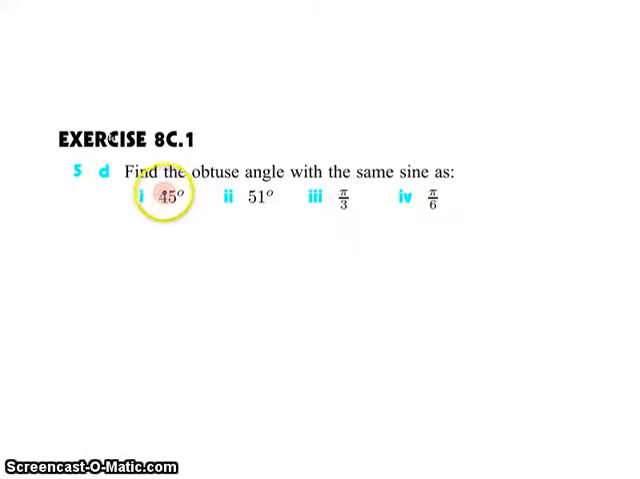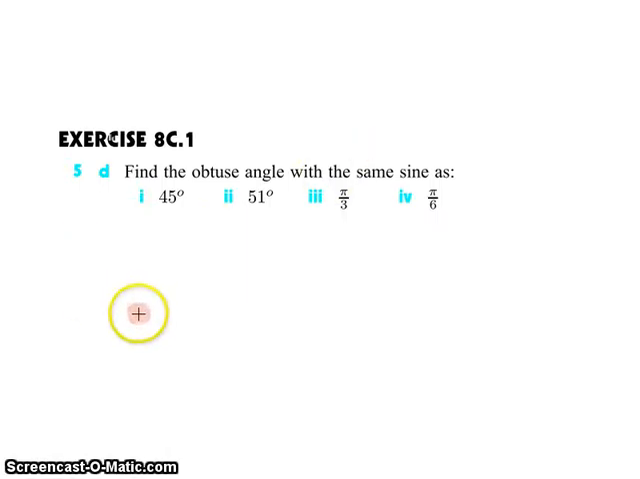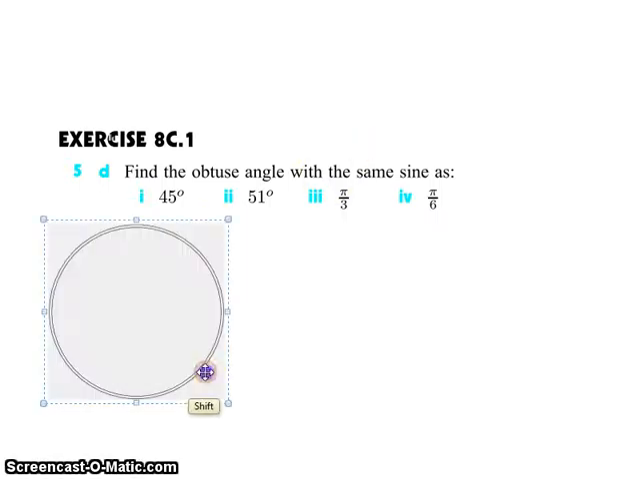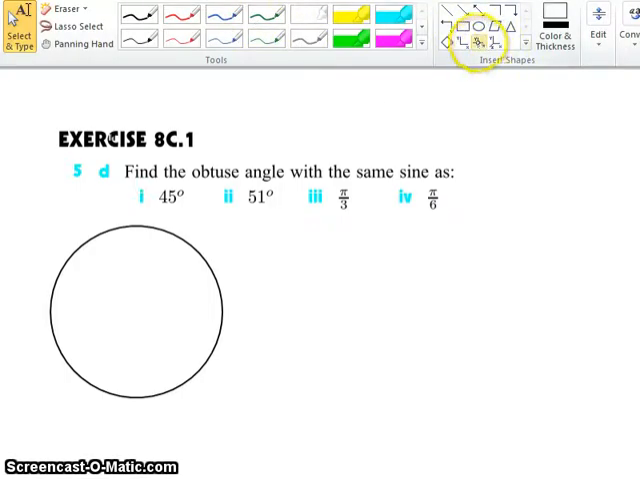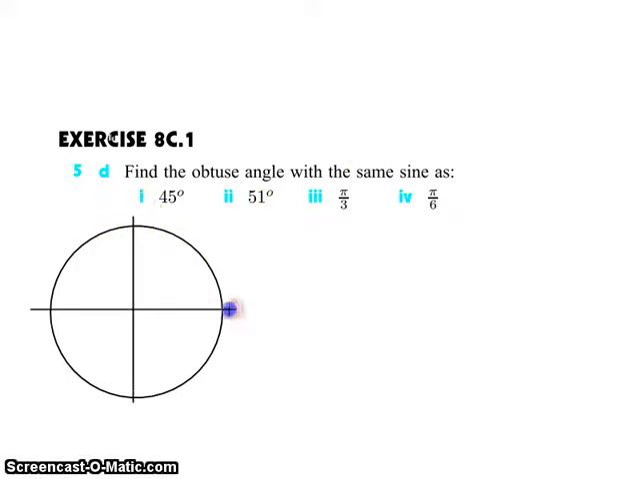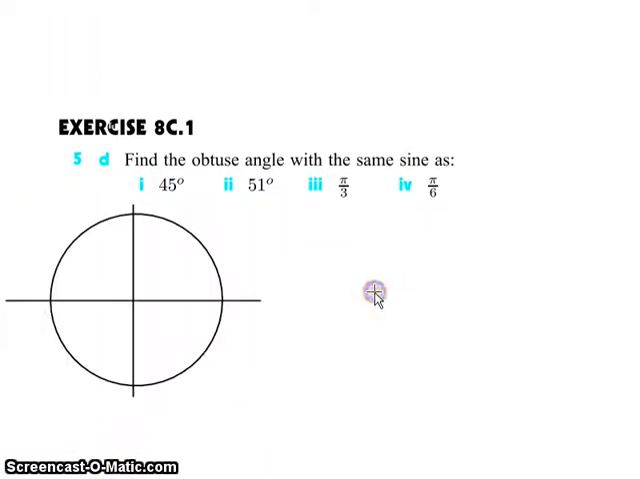In this question, what we're doing is we're trying to find the obtuse angle that has the same sine as these angles. So basically we're dealing with transformations on the unit circle. So let's draw the unit circle. There's the circle. We'll put some axes on this circle as well. And maybe we'll copy this, because we'll use it again and again.